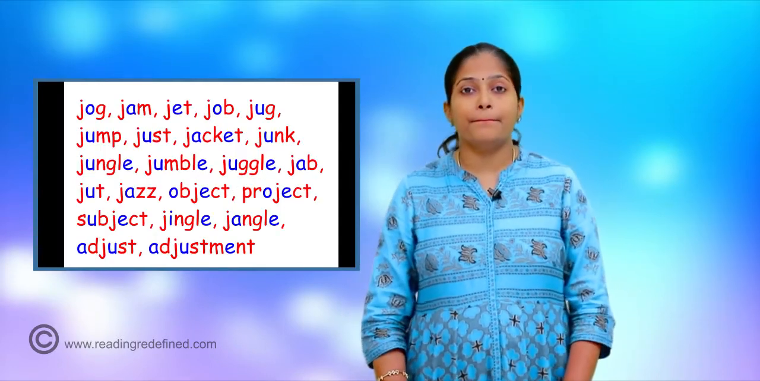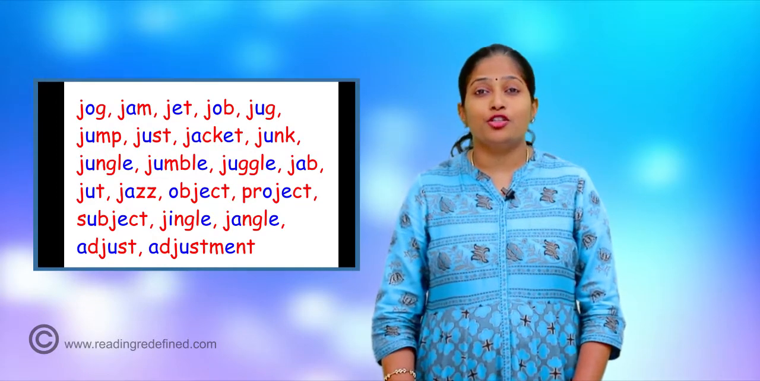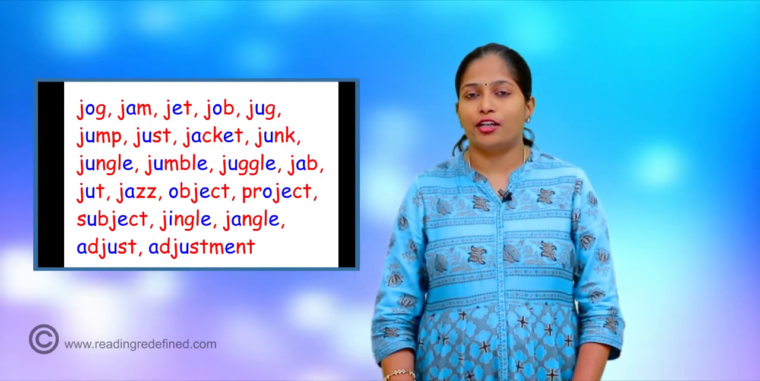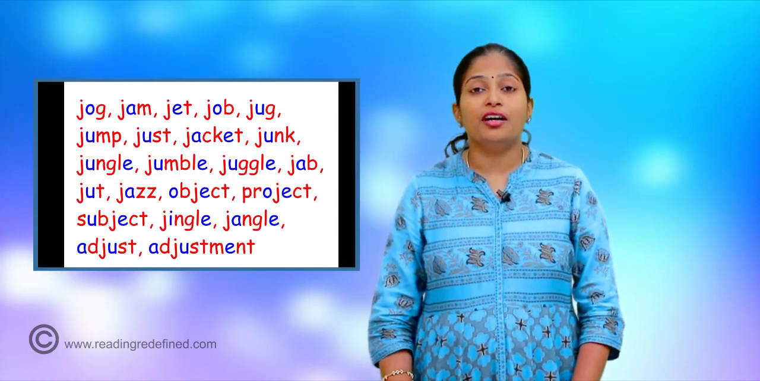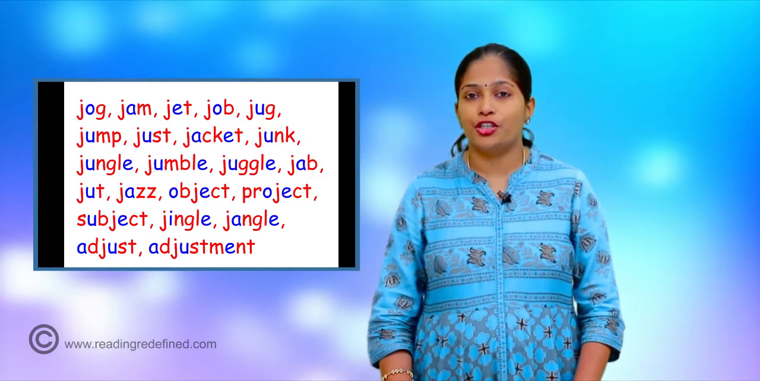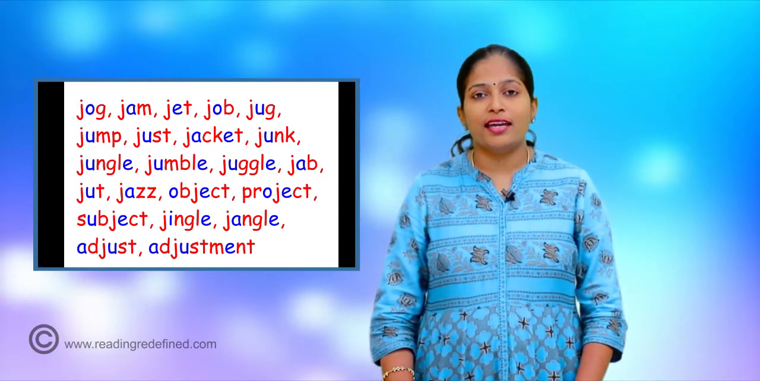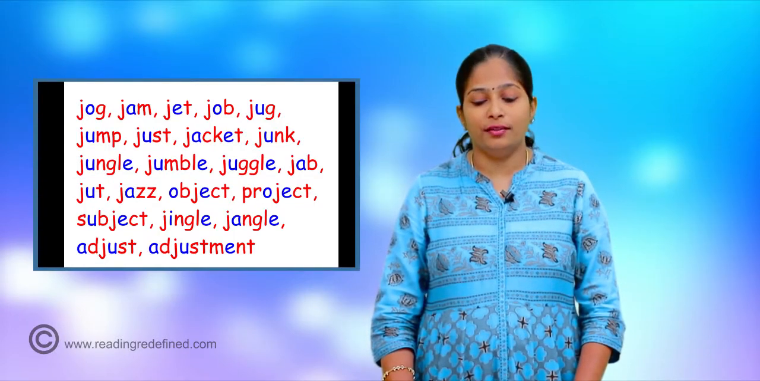Okay, let's move on to the blending now. J, m, b, l, jumble. J, ak, jack, et, jacket. J, g, l, juggle. J, e, ng, l, jingle.